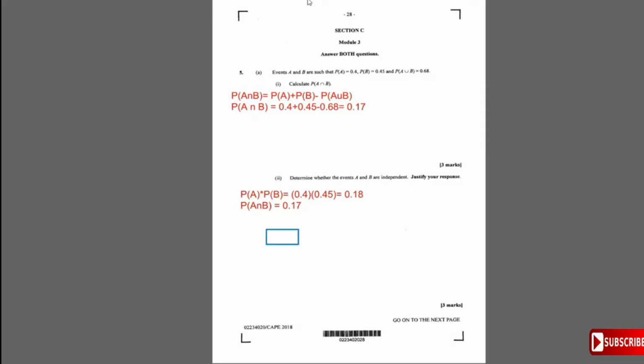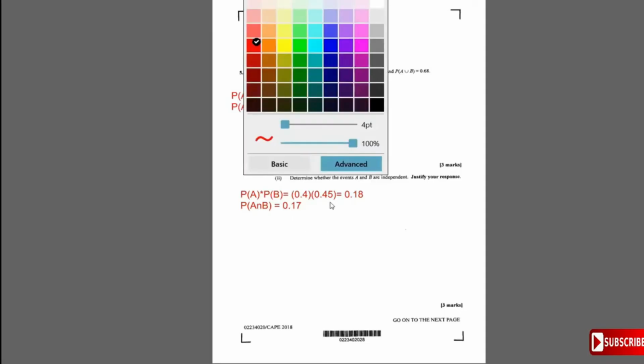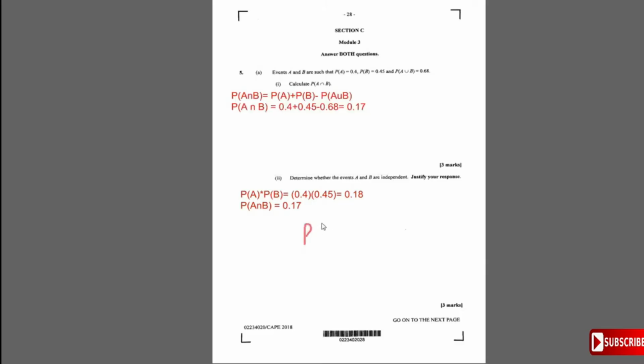So since we realize that the probability of A intersect B is not equal to the probability of A times the probability of B, then A and B are not independent. So A and B are not independent events. That's that.